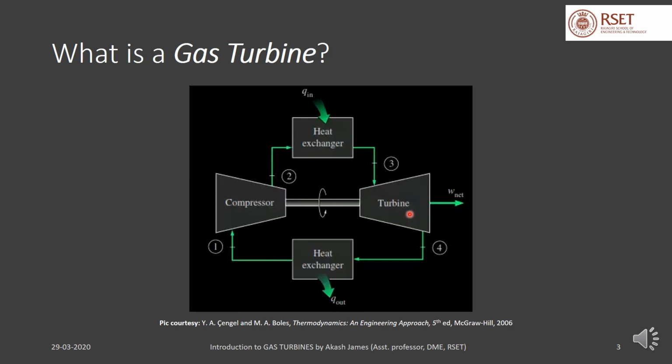For a simple cycle, the turbine is coupled to the compressor so that the compressor is run by the turbine. Obviously the turbine produces more work than is required to run the compressor. Why? Because the working fluid carries the energy that is supplied by the compressor as well as by heat. So the surplus energy that is produced by the turbine we get as useful work.